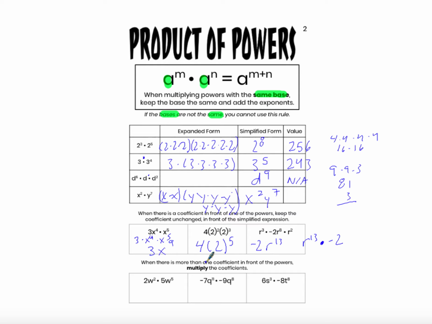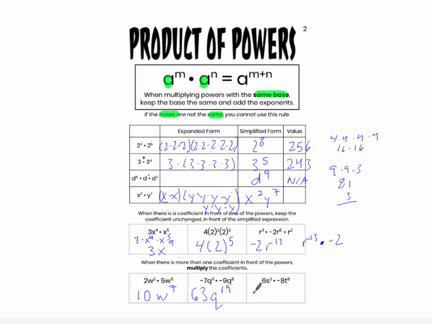If I have more than one coefficient, I just multiply them. 2 times 5 is 10. W squared times W to the 5th, I just add those exponents. That's W times W times W times W times W times W times W. Here, -7 times -9. Pay attention to your negatives. Same base, I can add.